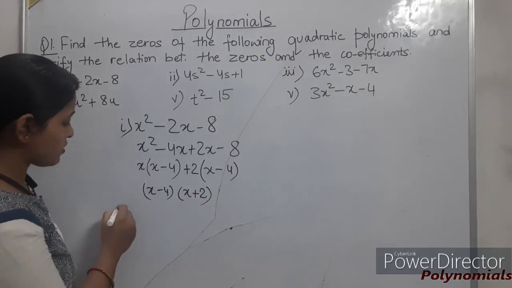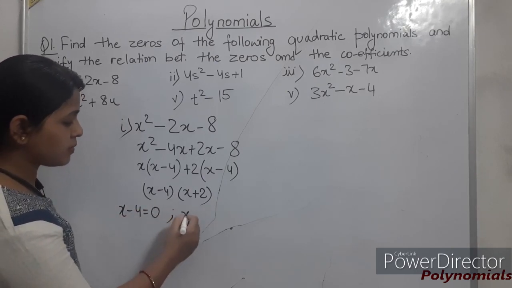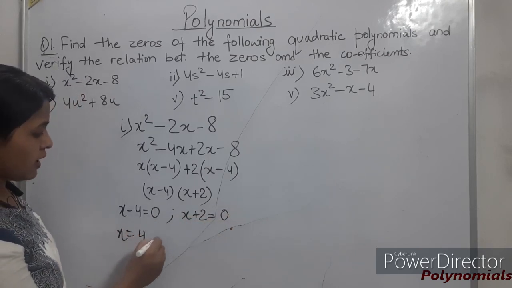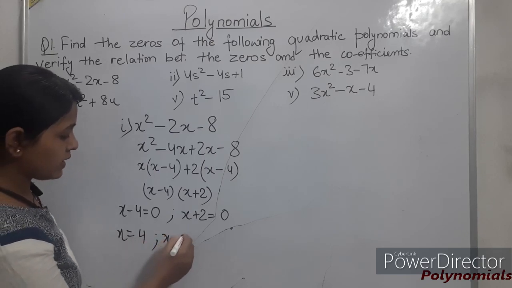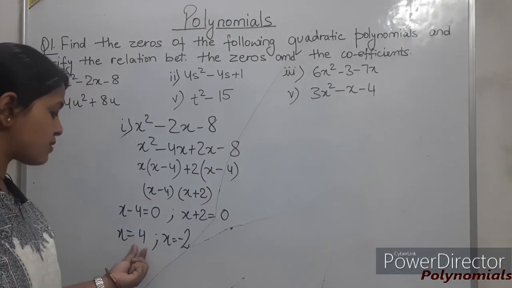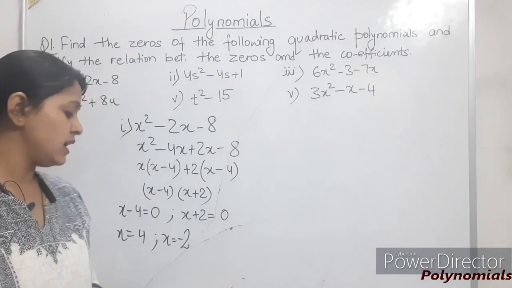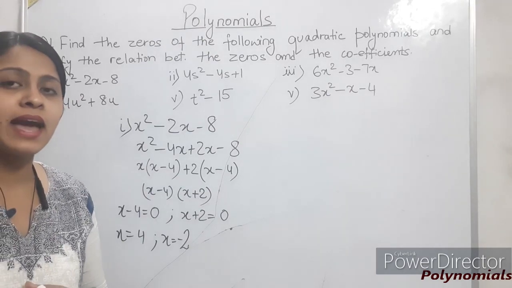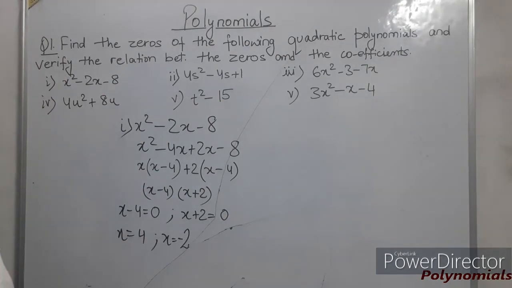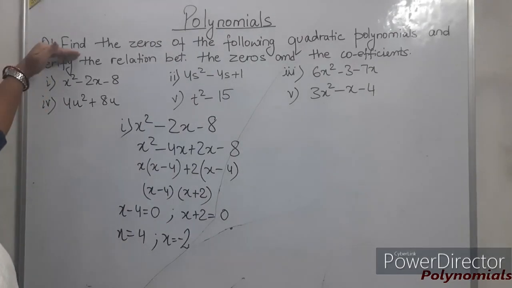Now to find the zeros, we write x minus 4 is equal to 0 and x plus 2 is equal to 0. So here x is equal to 4 and here x is equal to minus 2. Now we can say that 4 and minus 2 are our alpha and beta. Alpha and beta are the zeros of the polynomial. So this is the first part of the question: find the zeros.